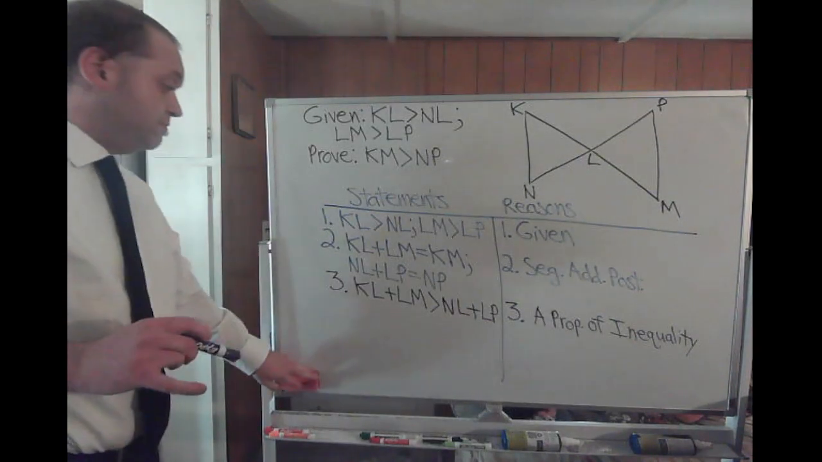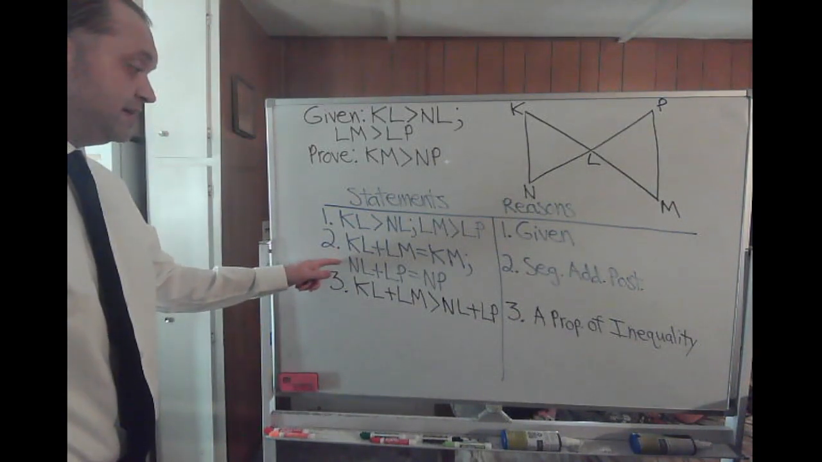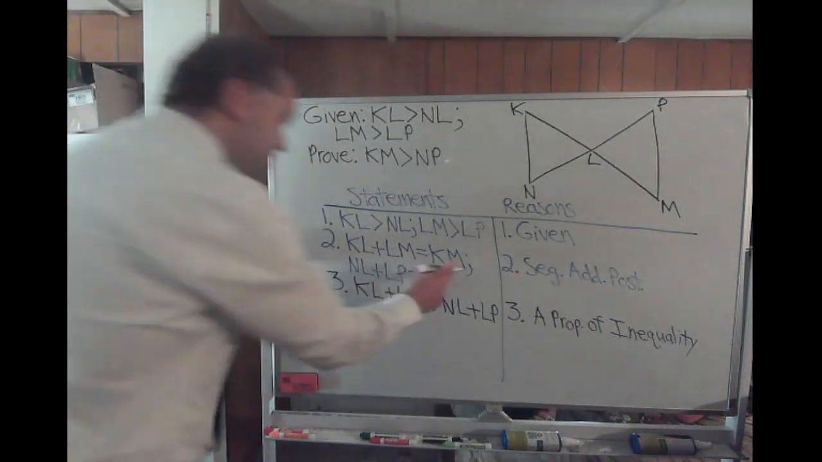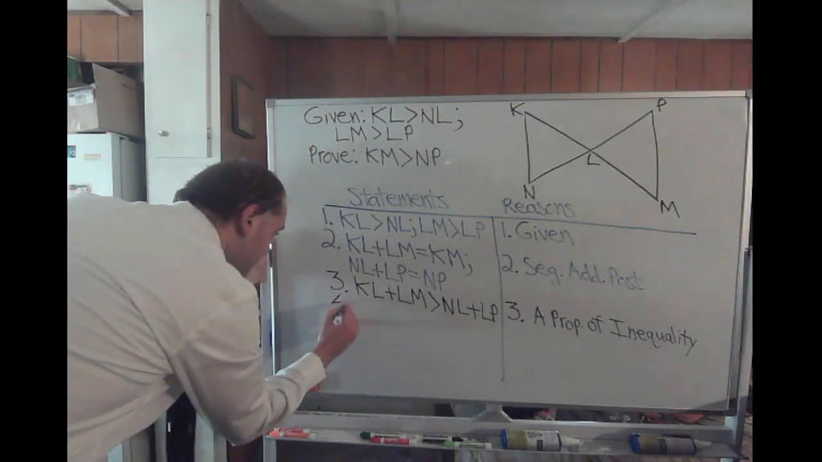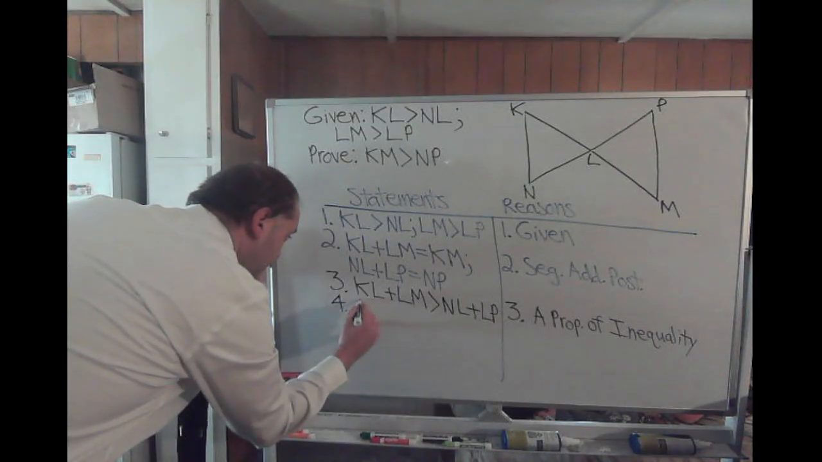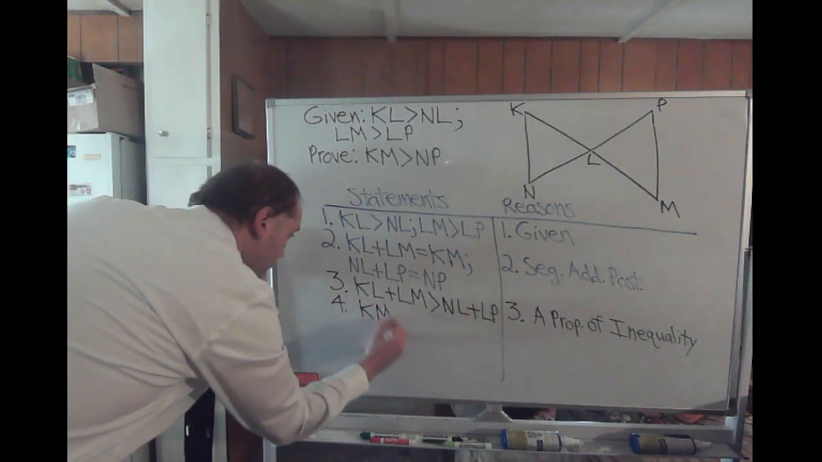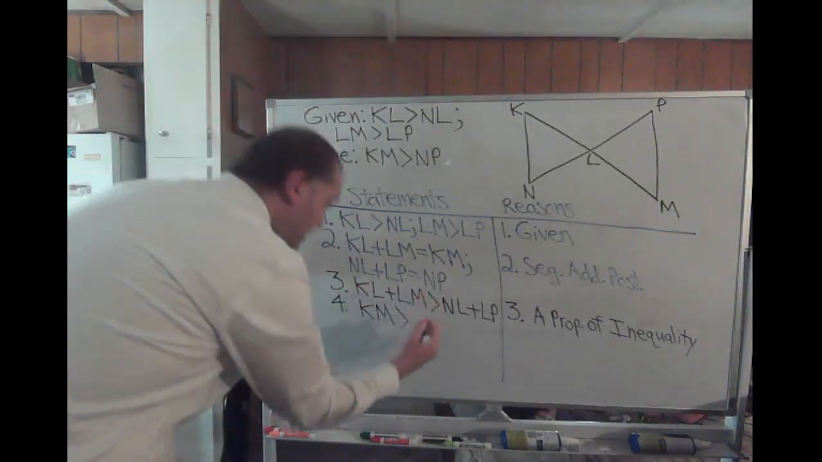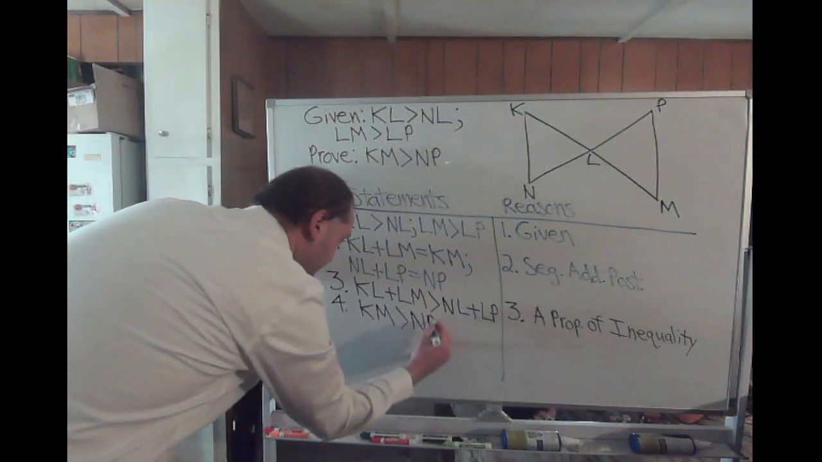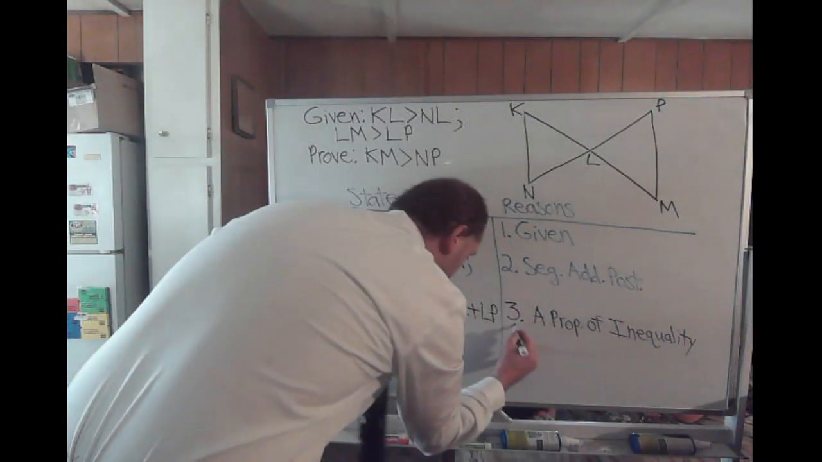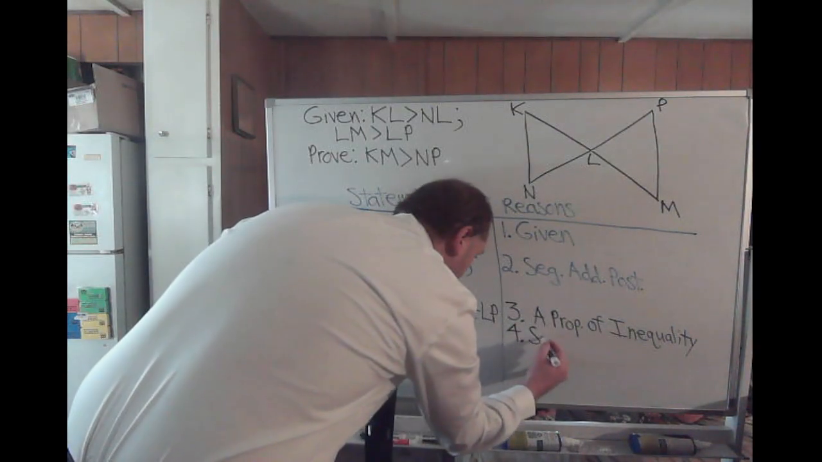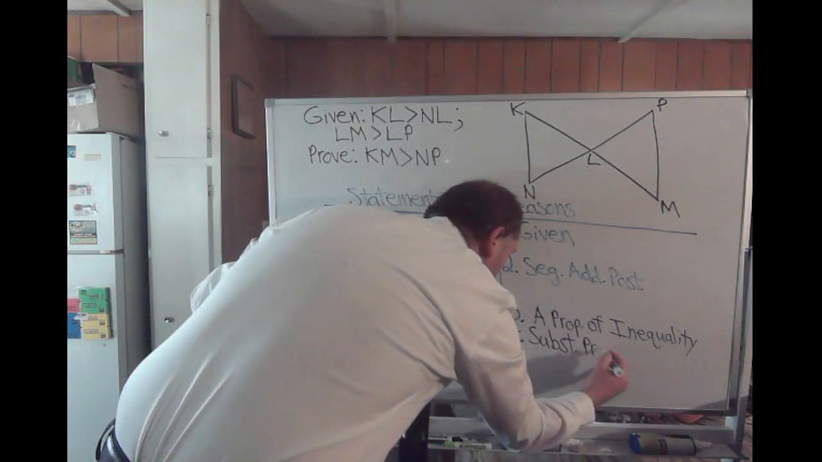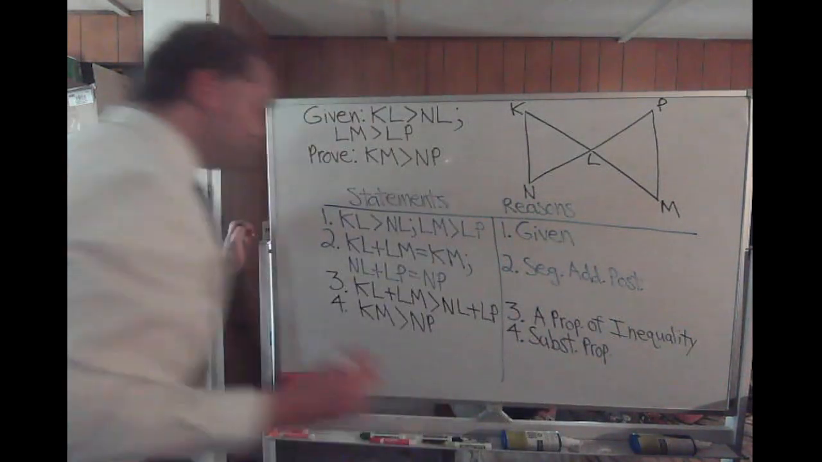Which now we can use what we have from the segment addition postulate, that KL plus LM equals KM. We could substitute KM in here in step 4 for the KL plus LM. We can now say KM is greater than the NL plus LP, which would be equal to NP. We could substitute NP in for that by the substitution property. So that also wasn't too bad.